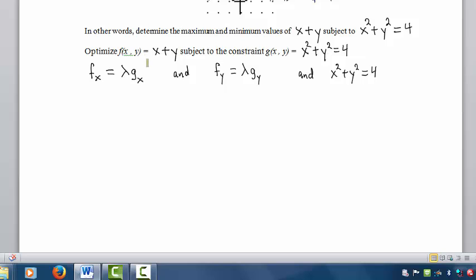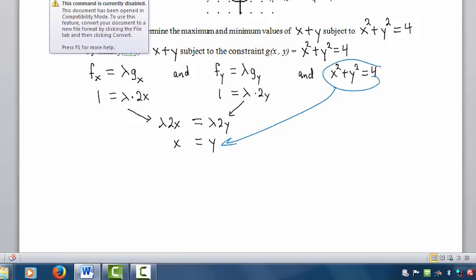The partial derivative of f with respect to x is clearly 1. The partial derivative of g with respect to x is 2x. We can write this, since both lambda times 2x and lambda times 2y are equal to 1, so they are equal to each other. Dividing both sides by lambda times 2, we get x equals y.